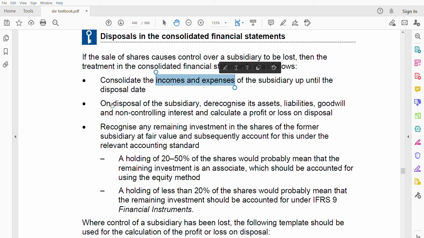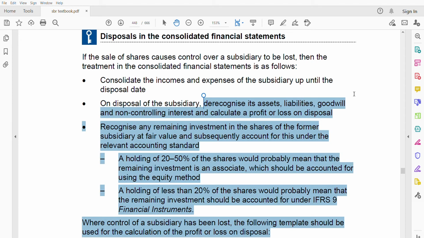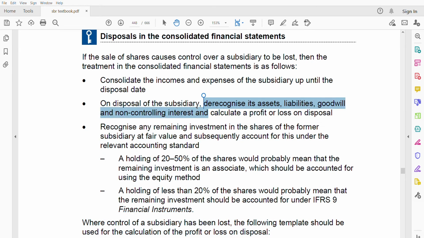Okay. On the disposal of the subsidiary, since you are losing the control, this is only when you're losing the control. That means it's no more a subsidiary. What do you have to do? You have to de-recognize the assets, de-recognize the liabilities of the subsidiary, the goodwill, the NCI, all this you have to de-recognize and calculate what? Profit or loss on disposal. Okay. Next.